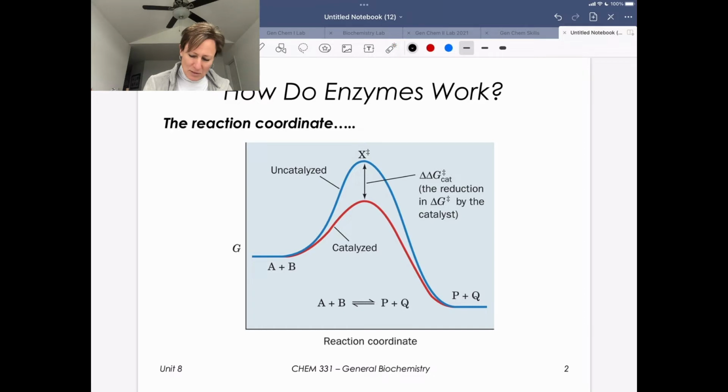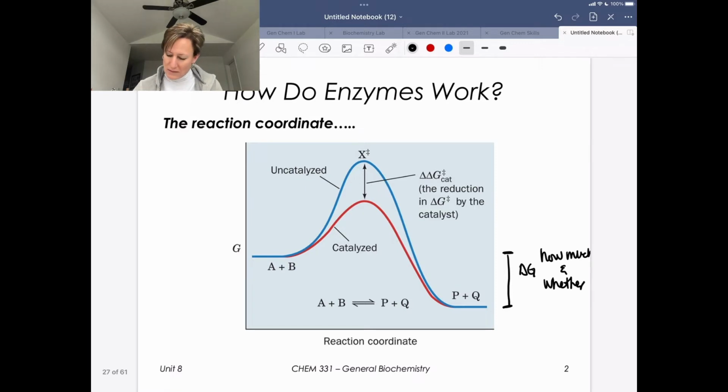So let's highlight some of the pieces that we know. If we look at the differences in energy values, that's going to give us some important thermodynamic parameters. So the difference between reactant and product energies we define as delta G, and we identified this as how much and whether. So that how much piece has to do with the magnitude that we have of the value for delta G.